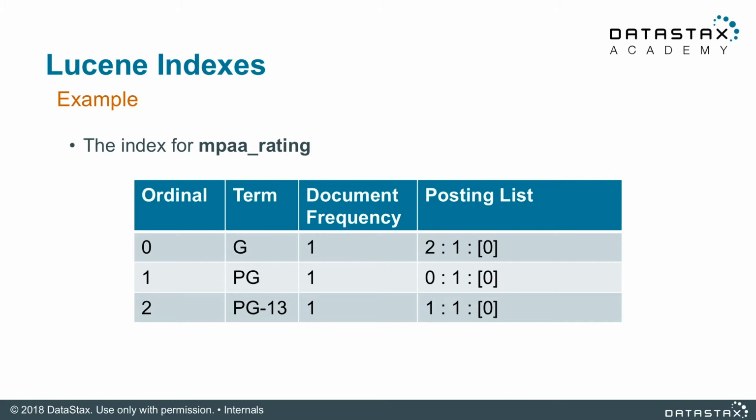The text analysis that we use also helps to determine what the index will look like. So let's say we are tokenizing on spaces with no filters. First, we'll take a look at the terms dictionary for the MPAA rating field. Each term has an ordinal, which is basically a term ID, followed by the term itself.